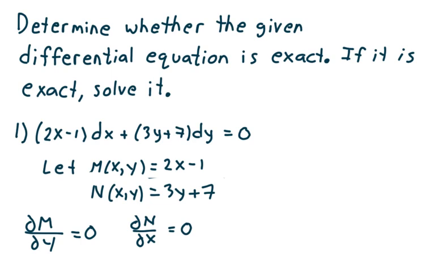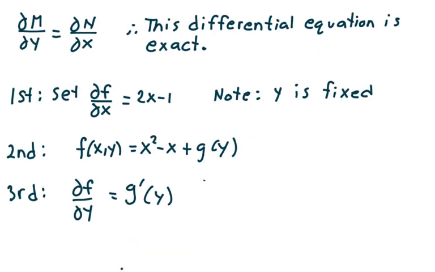So we're going to first determine whether this differential equation is exact. Let M(x,y) = 2x - 1 and N(x,y) = 3y + 7. The partial of M with respect to y is equal to 0. The partial of N with respect to x is equal to 0. Since the partial of M with respect to y is equal to the partial of N with respect to x, this differential equation is exact.